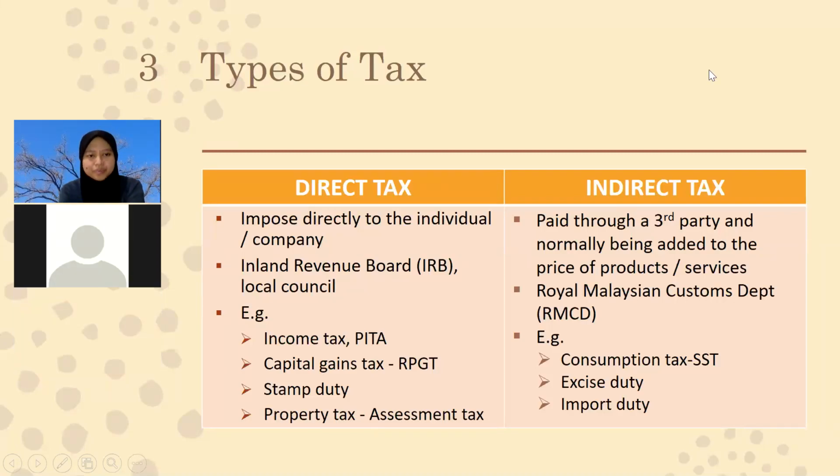Right. Okay, we have two types of tax, direct tax and indirect tax. So direct tax is called direct because it is imposed directly to the individual or company. Okay, so most direct tax is paid to the Inland Revenue Board and HDN, or sometimes it is imposed by the local council. Okay, examples of direct tax are income tax, petroleum income tax, RPGT, stamp duty, and property tax and assessment tax are paid to local council. Okay, cukai pintu and cukai tanah.